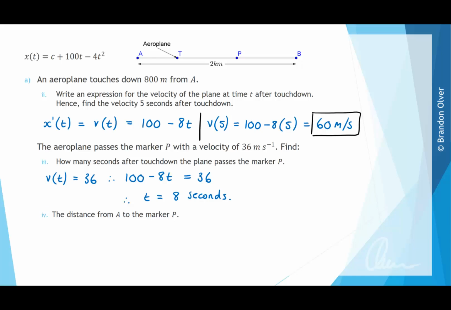For part 4 of part A, we're asked to find the distance from A to the marker P. So we know that it takes 8 seconds for the plane to reach marker P after its touchdown. So if we put into our position equation 8, we will find the position of P. So x of 8 is the same as evaluating 800 plus 100 times 8 minus 4 times 8 squared. And if you evaluate that, you'll find that that is equal to 1,344 meters from point A.